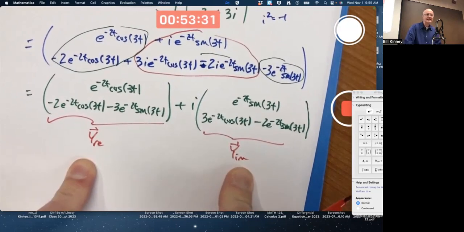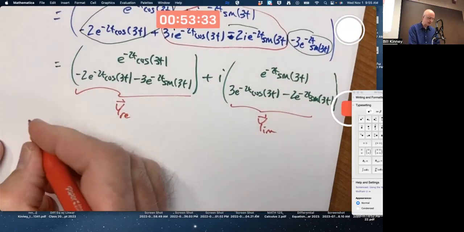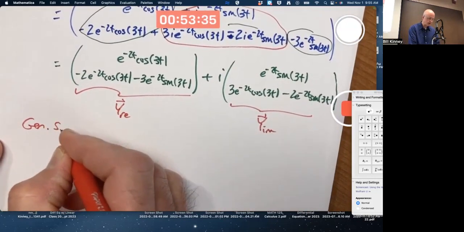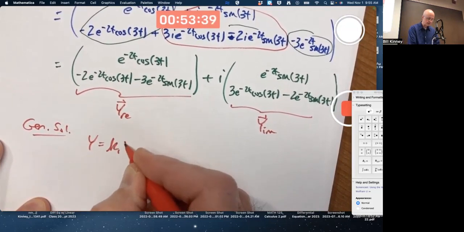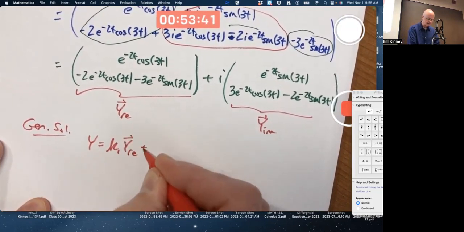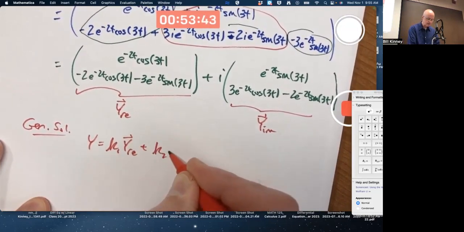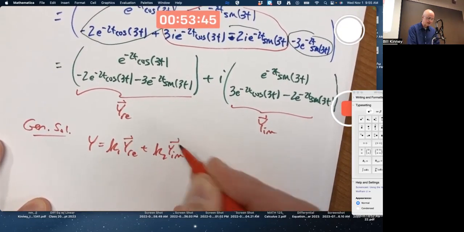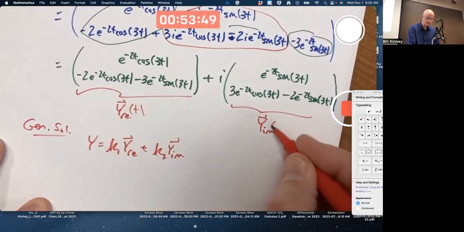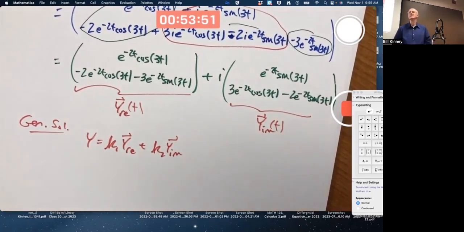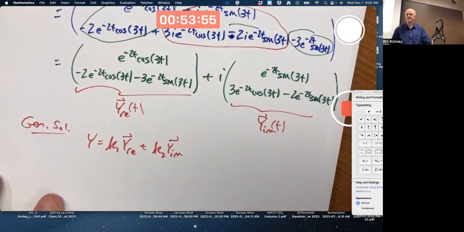The i is just next to the Y_IM in here. And your general solution in vector form is going to be k1 times Y_RE plus k2 times Y_IM. They are functions of t. I didn't specify that, I could have. And you can use this to solve initial value problems.